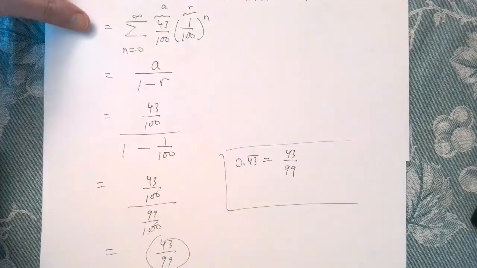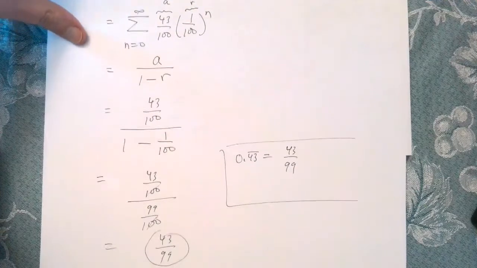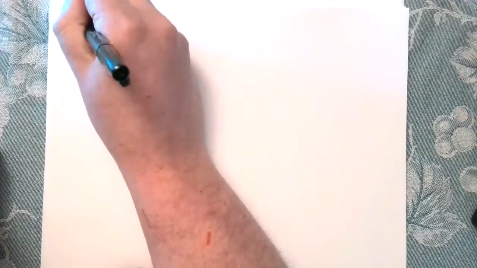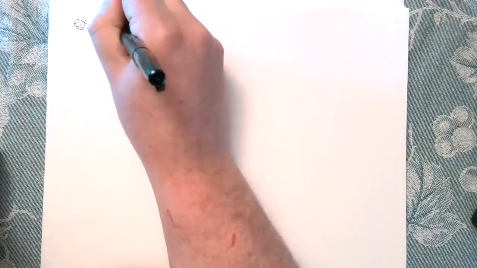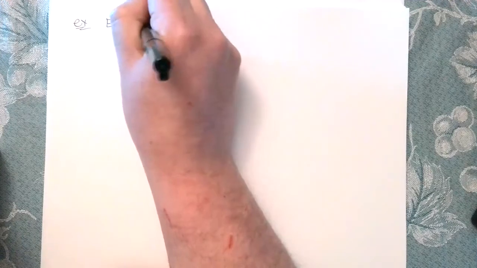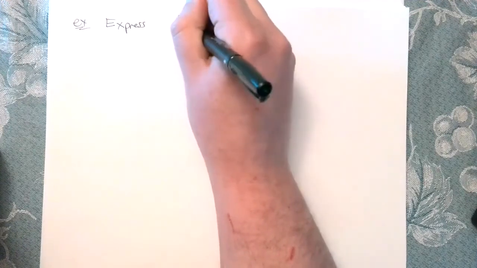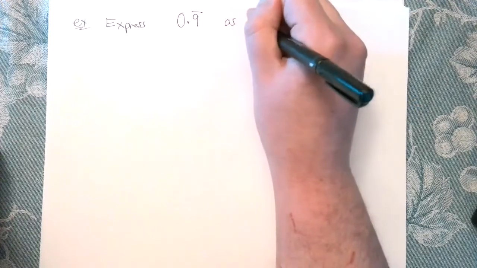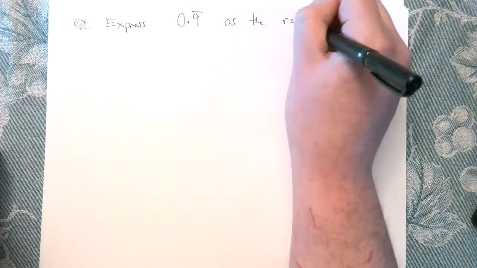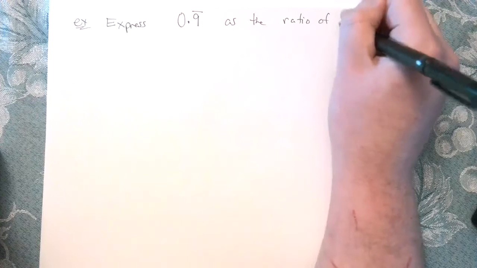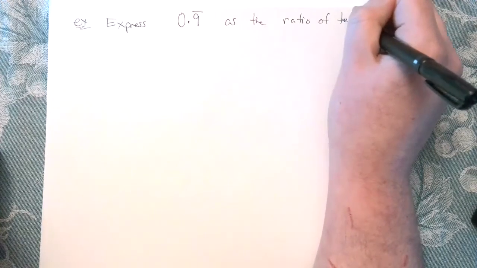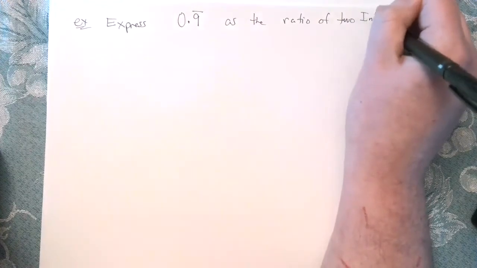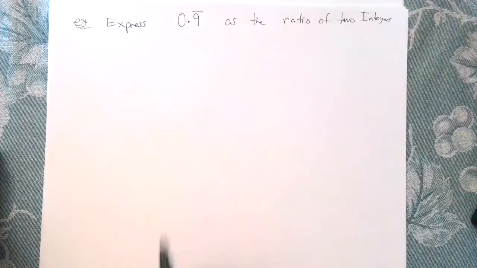Okay, so let's do one more repeating decimal question. It's one of my favorites. And so in this one, let's express 0.9 repeating as the ratio of two integers.